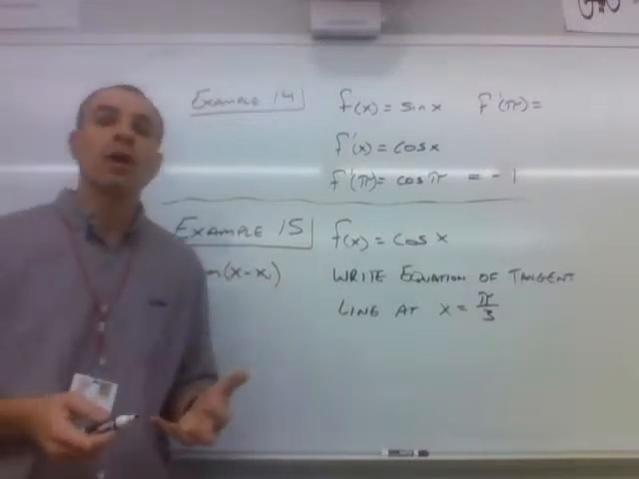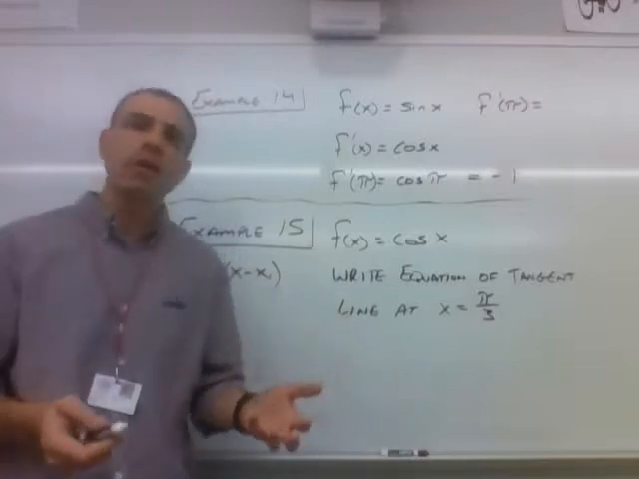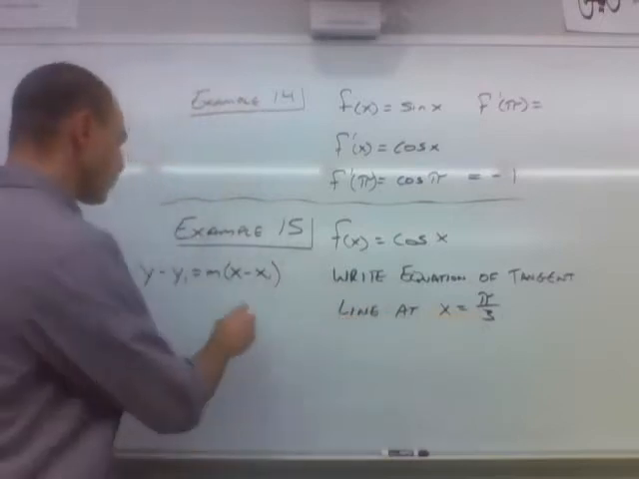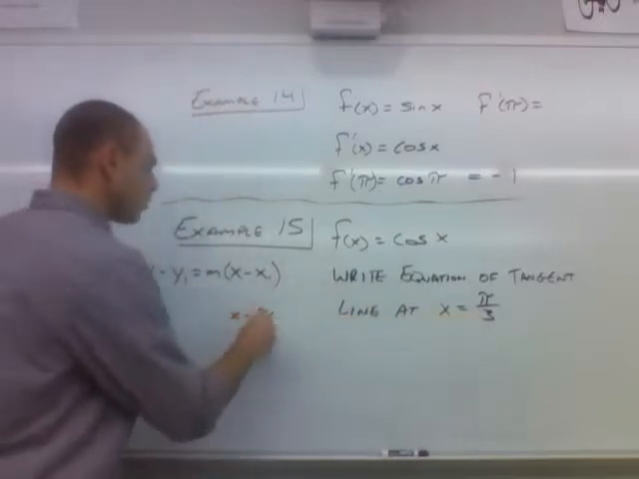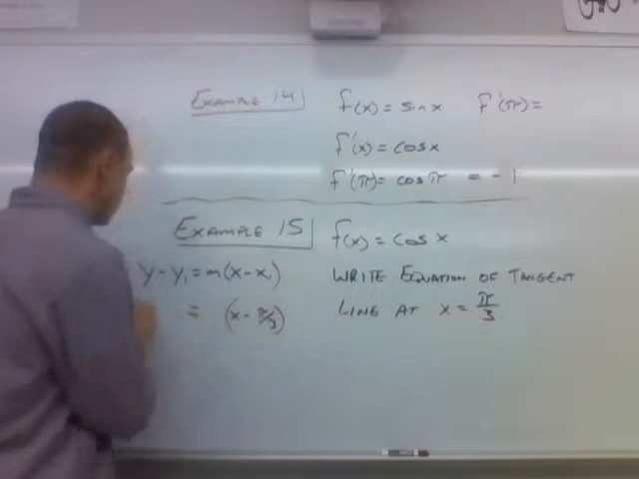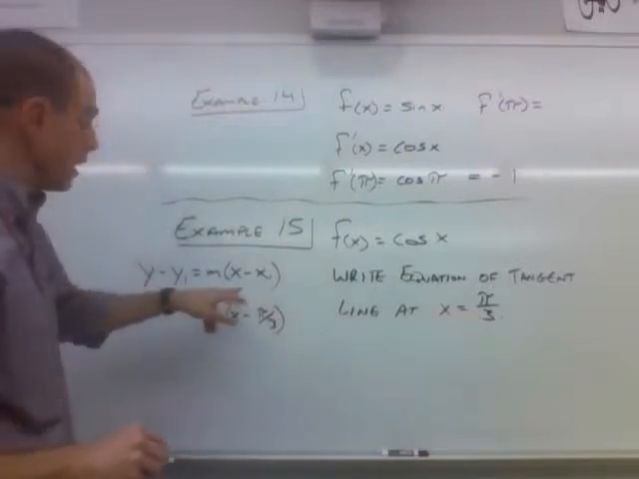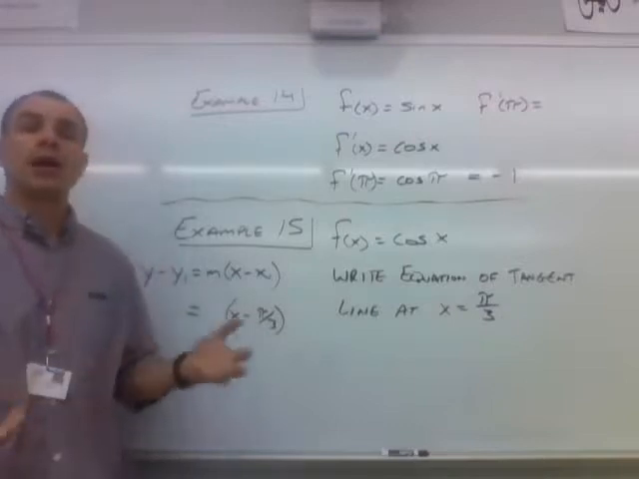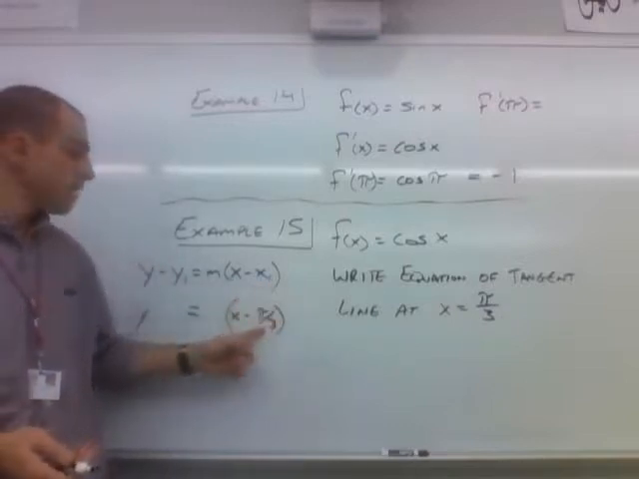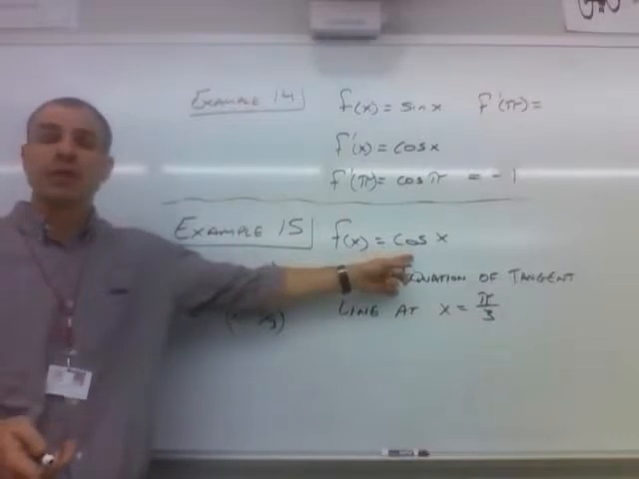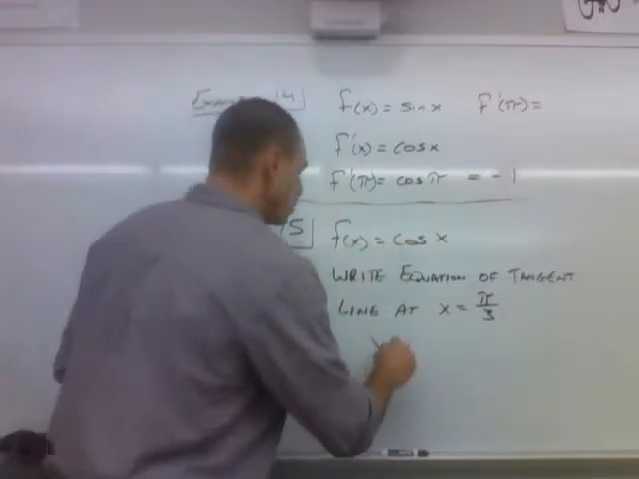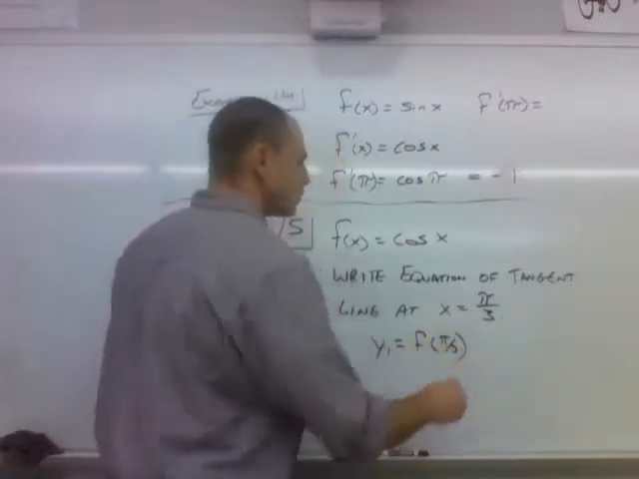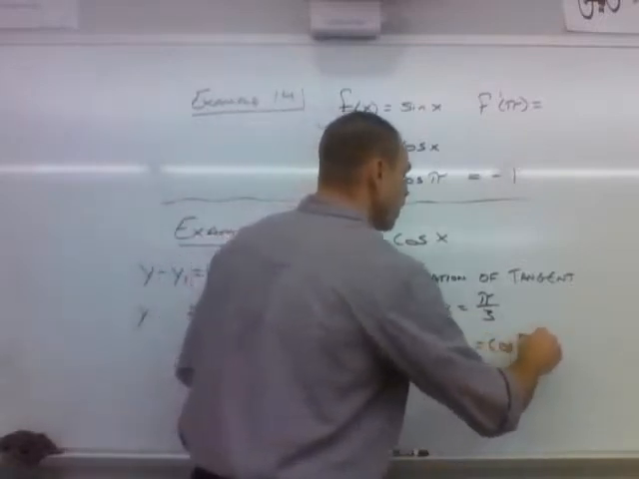Okay, now the x1, most of the time, is given to you. And that's the case here as well. The x1 value is pi over 3. So we can put pi over 3 in for x1. What we still need are y1 and m. Whenever you want the y value of a function, you just plug the x value into the original function. So y1 will be equal to the function's value at pi over 3. So that means we need the cosine of pi over 3.